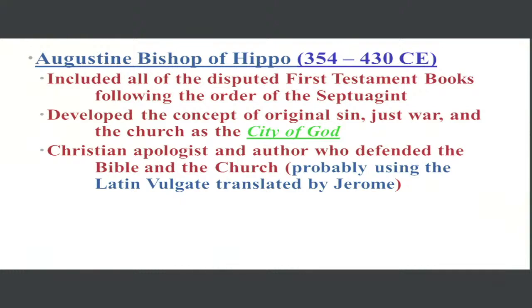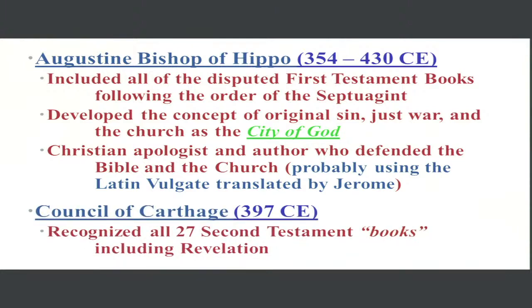That's a book, by the way, that he wrote. And it is a defense, as this next statement says. Apologist simply means they're not apologizing for their faith, they are defending the faith. Okay, so apology is misleading, but they were an apologist. And an author who defended the Bible and the church and the city of God, probably using the Latin Vulgate as he was translating it.